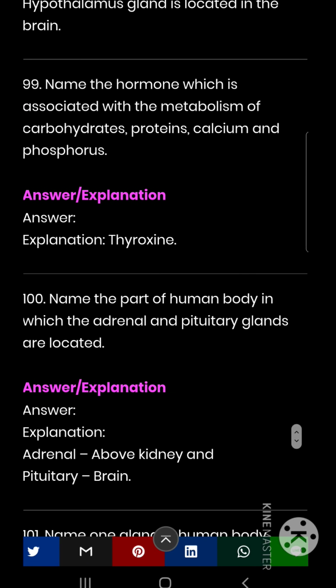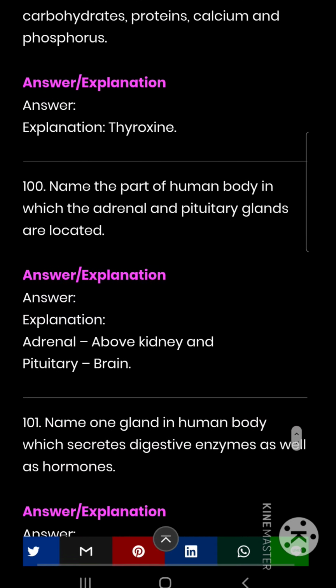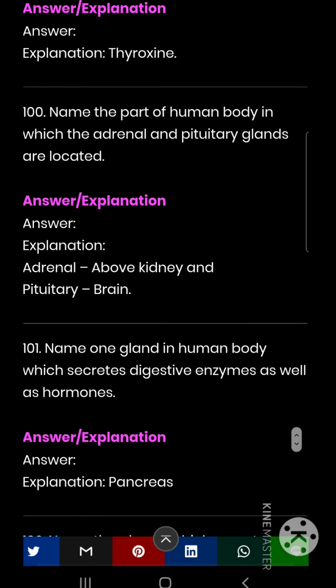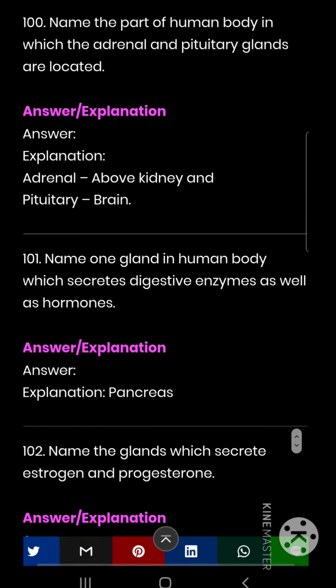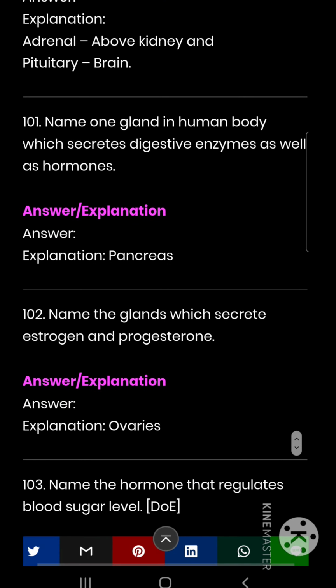Name the hormone which is associated with the metabolism of carbohydrates, proteins, calcium and phosphorus. It is thyroxine hormone. Name the part of the human body in which the adrenal and pituitary glands are located. It is adrenal gland above kidney, so it is called suprarenal gland. Pituitary gland, brain.